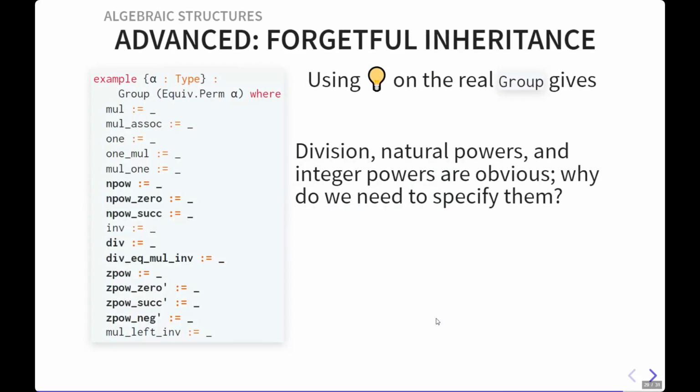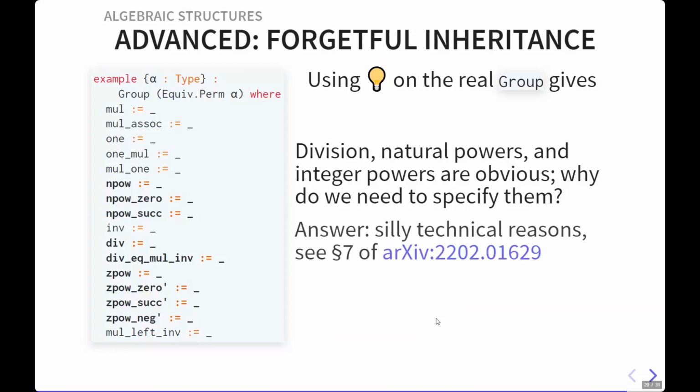just showed you. And in particular, the ones that are in bold are the new ones that kind of seem nonsensical. So nPow is powers by natural numbers, zPow is powers by integers, and div is just division. And all of these, you can argue they're pointless because you can build them trivially from the other fields. And there are silly technical reasons why these are here. There's this paper by Anne Baanen that explains it a little bit, and there are some citations that explain it some more.